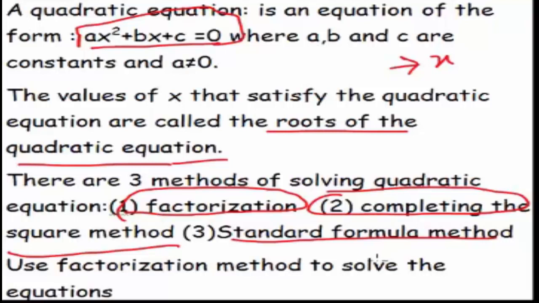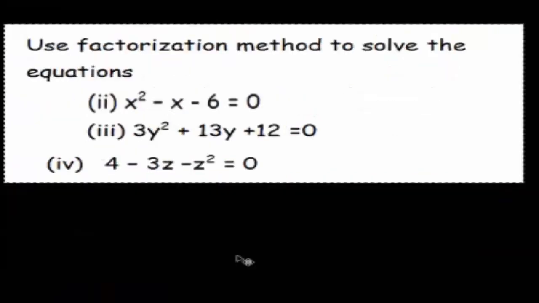Now let us see some examples of quadratic equations and how we can actually use these three methods to solve quadratic equations. The first one we're going to do is the factorization method, how you can actually factorize a quadratic equation. Now if you look at the questions we have on the board, use factorization method to solve the following equations. x squared minus x minus 6 is equal to 0.